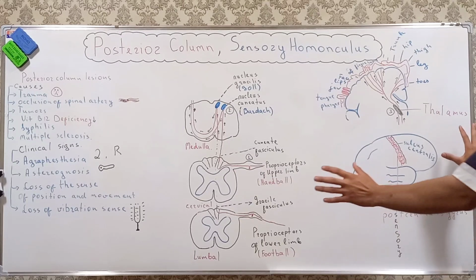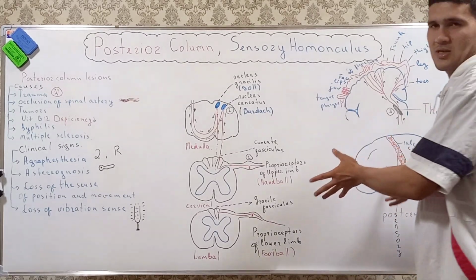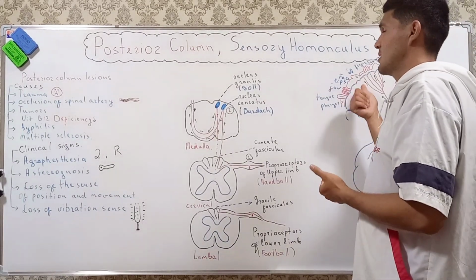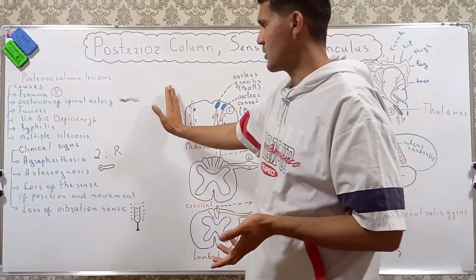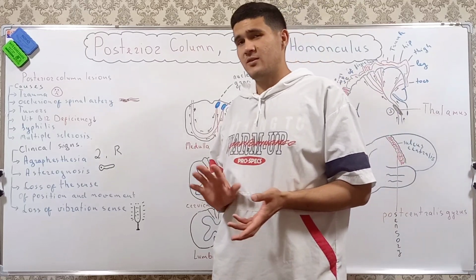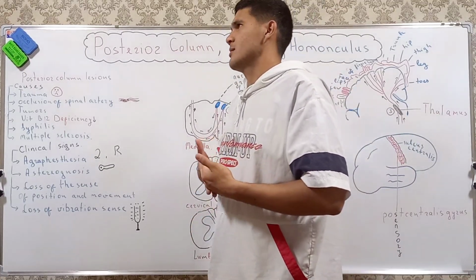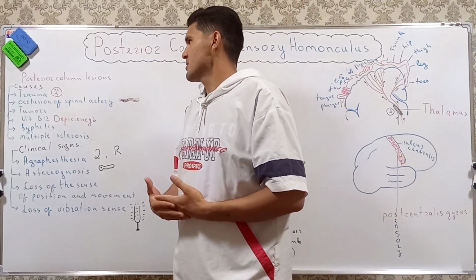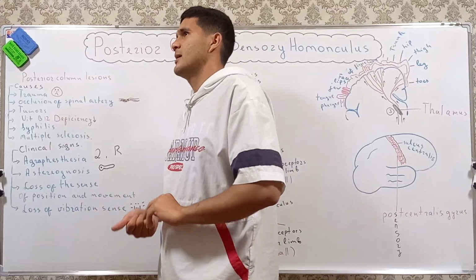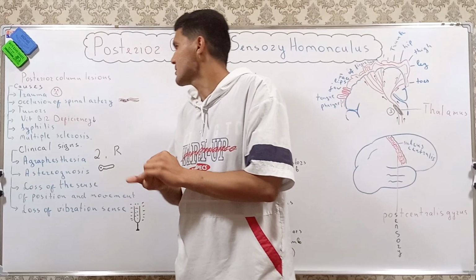All of this information is provided to you about the physiology of the dorsal columns or posterior columns, and about the sensory homunculus. And look at there, that's a clinical consideration. As a neuropathologist, you may see patients with posterior column lesions. First of all, think about the causes of this lesion.